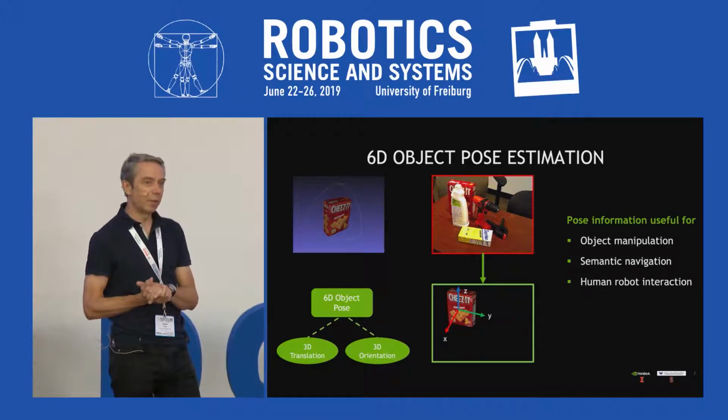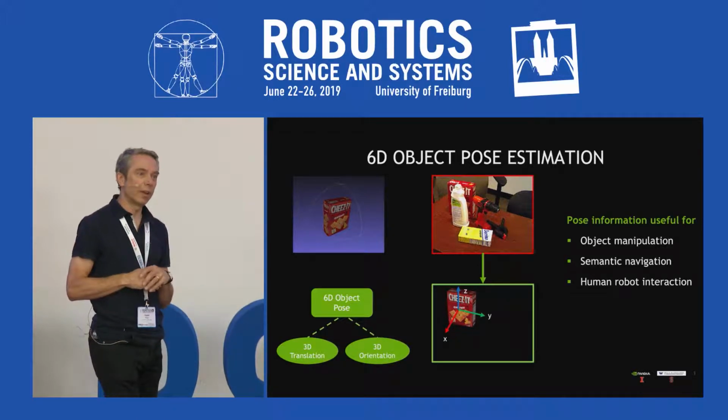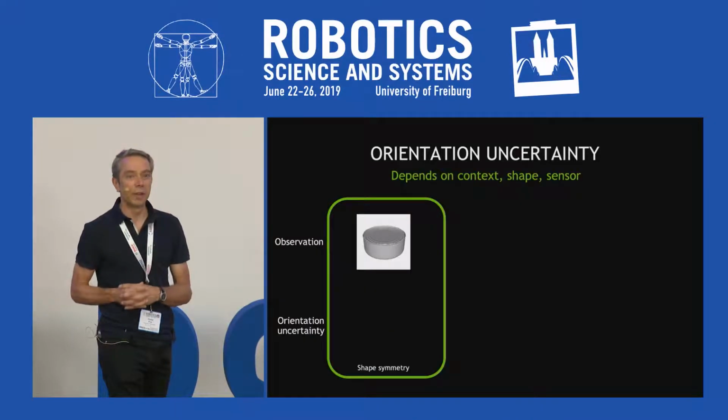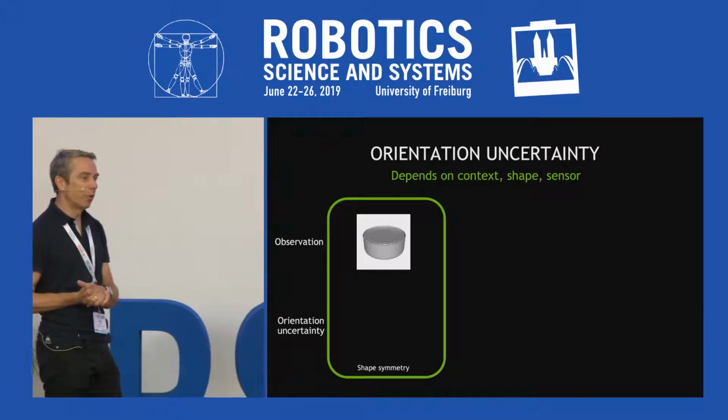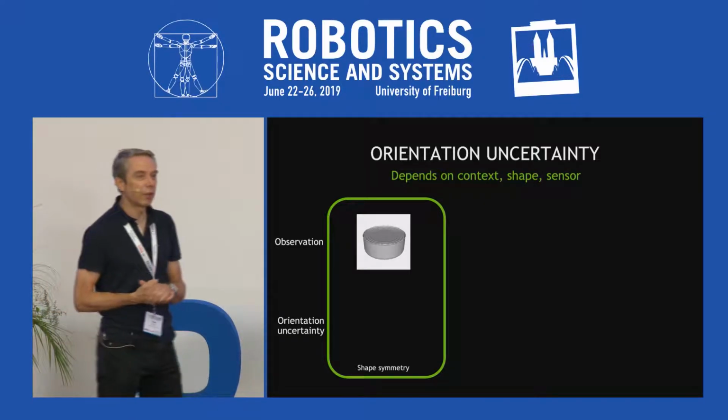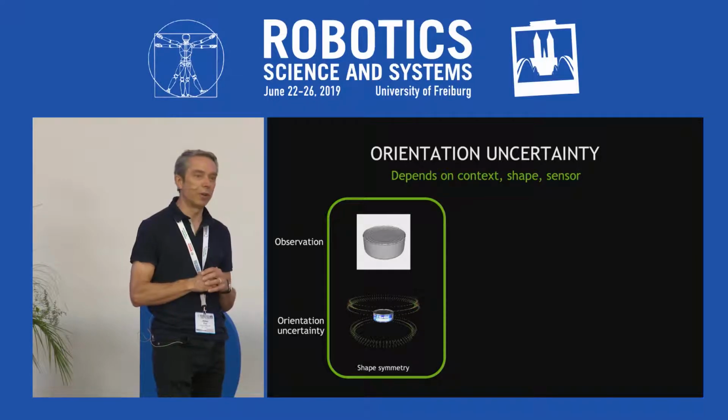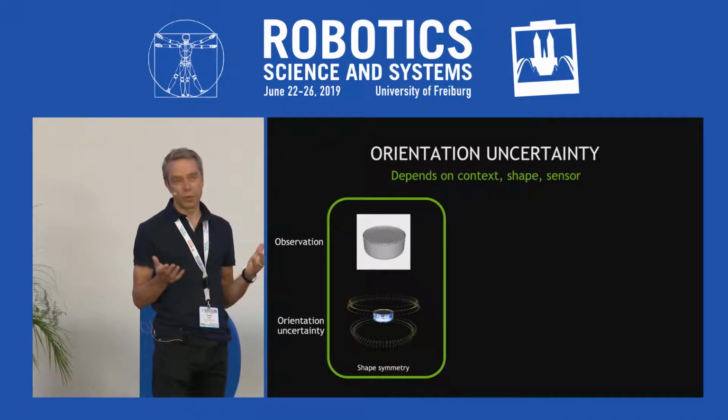reasoning about the environment. It turns out that reasoning about the uncertainty in the orientation of the object is actually a crucial component here. Let me give you an example. If you have a depth camera and you observe that object, from that view, you cannot recover anything about the orientation of the object or whether you're looking at the object from the top or the bottom.